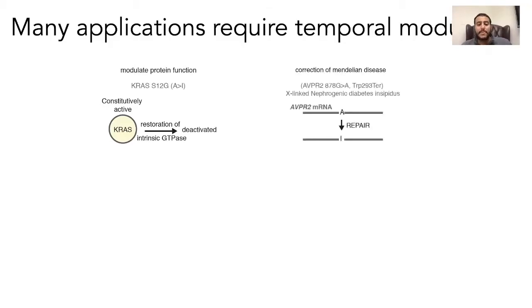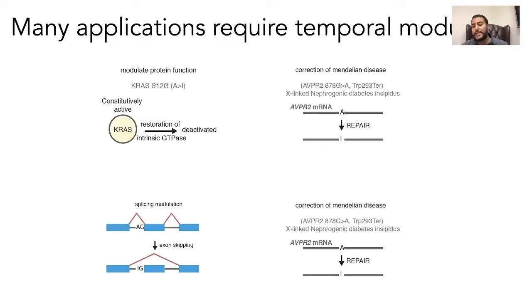And this can be used, of course, for temporally modulating protein function, correction of disease, temporally modulating splicing, and even correction of Mendelian disease. I think a really big application of temporal modulation would also be for things where you might want to regenerate cells post-injury, modulate the immune system, modulate pain, modulate infectious disease, like treat SARS-CoV-2, for example. There are a lot of applications where you might want to do this.